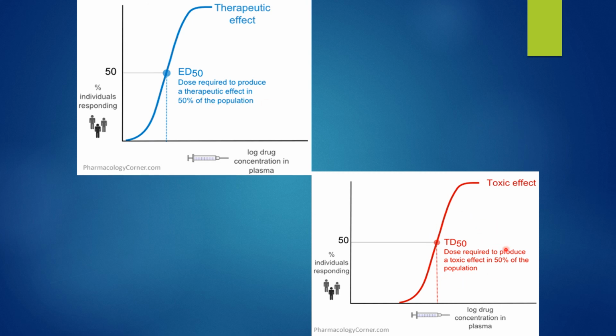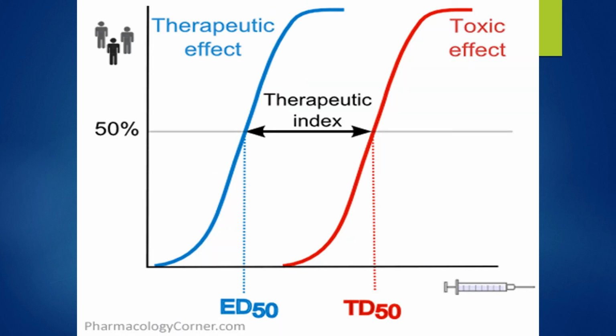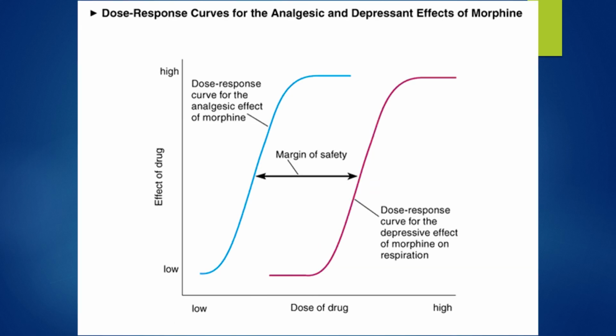And in the same way, the toxic dose, TD50 or LD50, means the dose required to produce a toxic effect in 50% of the population. Okay. So, when we combine the graph of the therapeutic effect and the toxic effect, there is a 50% therapeutic effect and a 50% toxic level. The gap between this ED50 and LD50 is known as the therapeutic index. So, between this and this, the lethal effect and the ED50, is known as the therapeutic index, or safety margin. Okay.